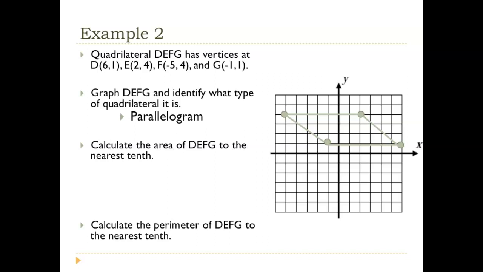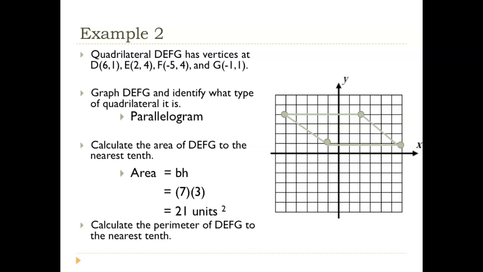So the area of a parallelogram is given by the base times the height. In this case, we see that the base is 7, and then the height, remember, must be perpendicular to the base. That would be 3. So 7 times 3, which is equal to 21 square units. All right, lastly, calculate the perimeter of DEFG to the nearest tenth.